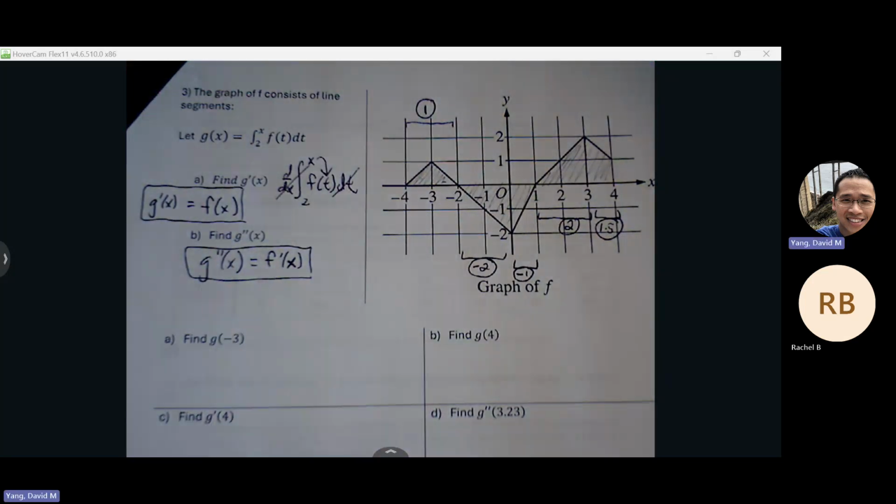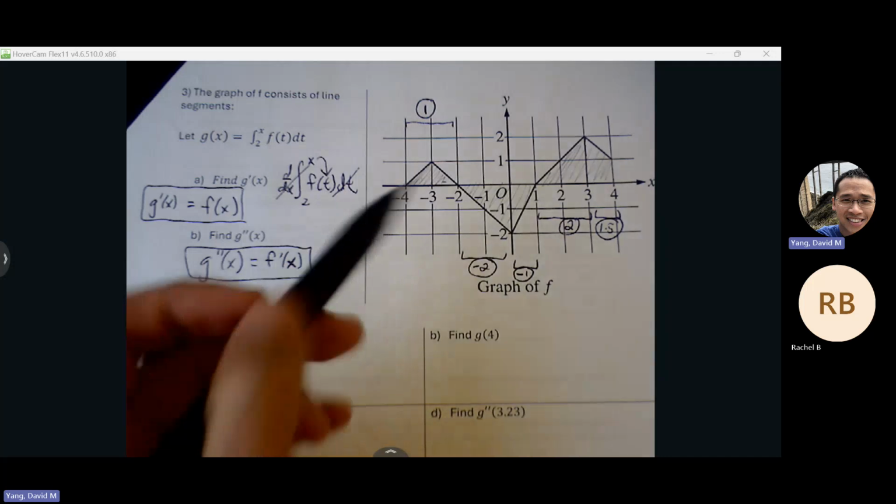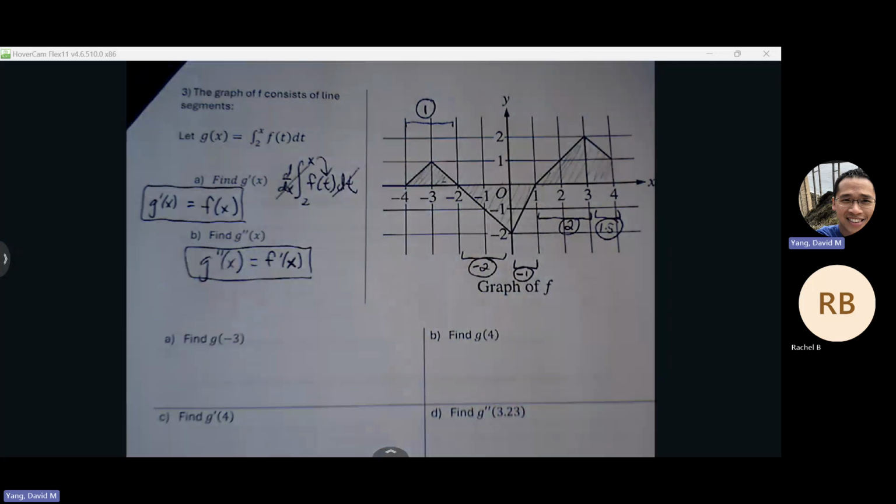If you are finding areas of different subintervals, that's fine. If you're working in smaller intervals, I kind of just arbitrarily found the area of these subregions.